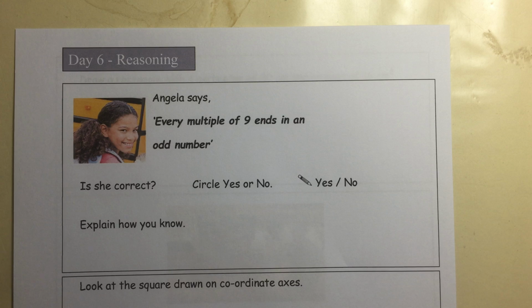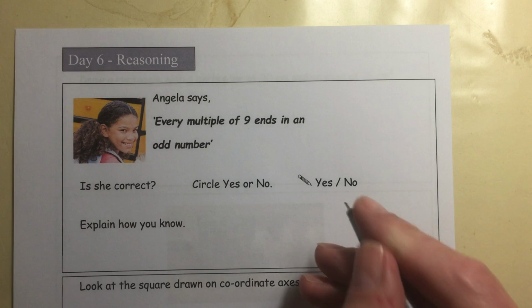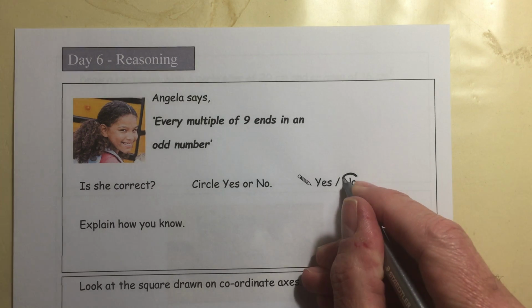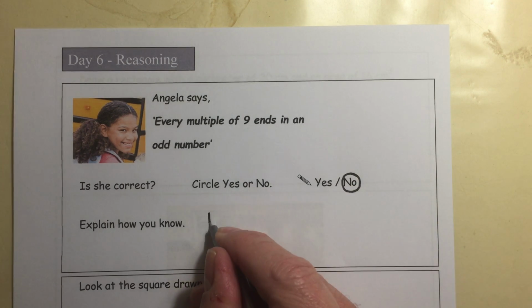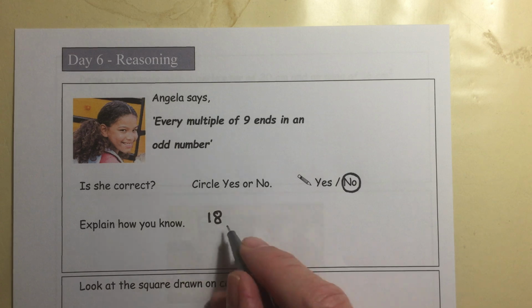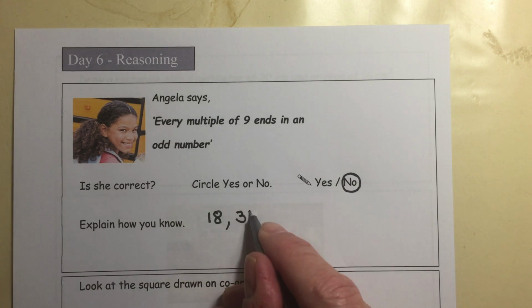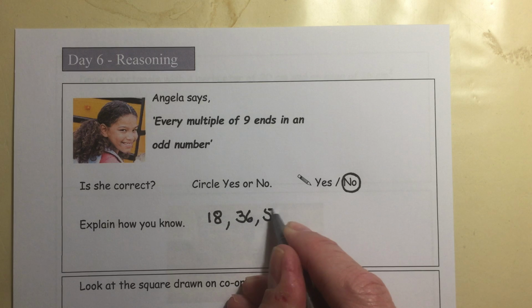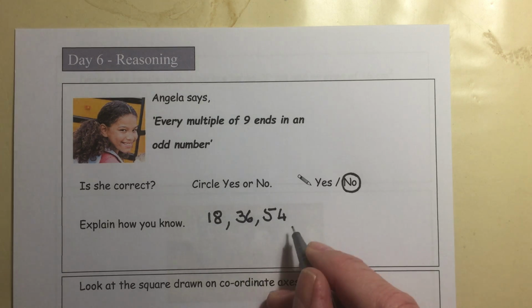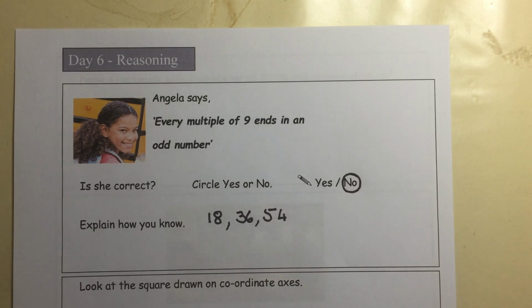Angela says every multiple of 9 ends in an odd number. Well, she is not correct because 18 is a multiple of 9, and so is 36 and 54, and they are definitely not odd numbers. So she's incorrect.